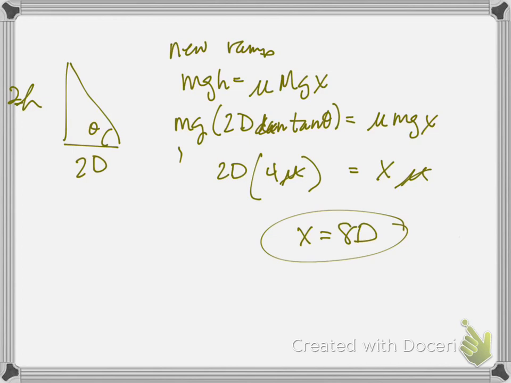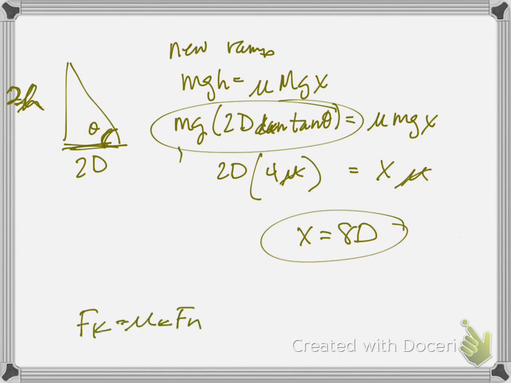3 points for this. 1 point for realizing that the initial energy in the Earth-block system is twice as great on the final ramp, so realizing that this was mg times 2h. We get a point for that. For realizing that in order to keep this angle the same and to double the length of this leg, we have to double the length of that leg. 1 point for realizing that the frictional force remains the same. F k is equal to mu k times the normal force. I don't care what else happens there.